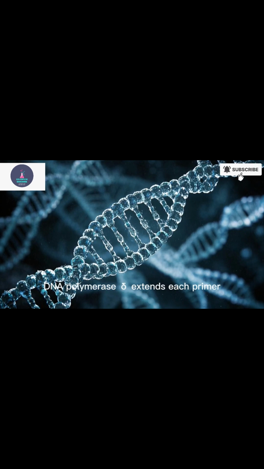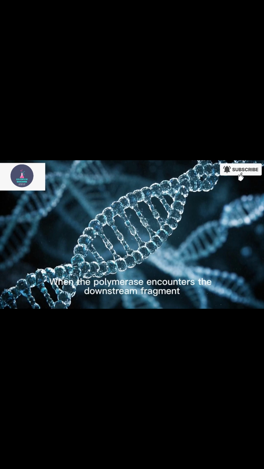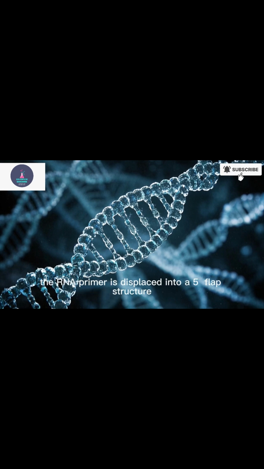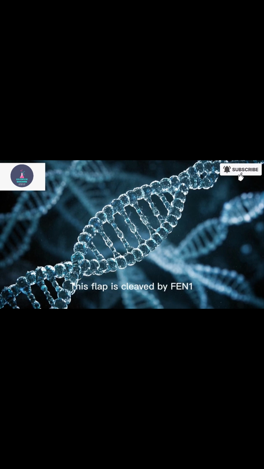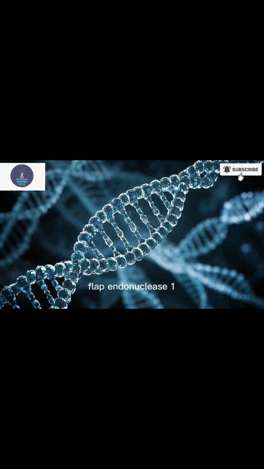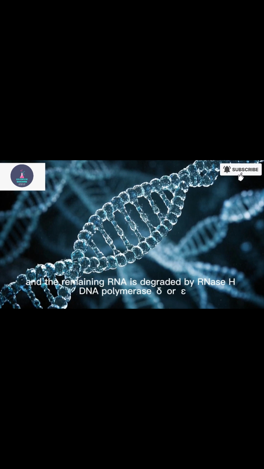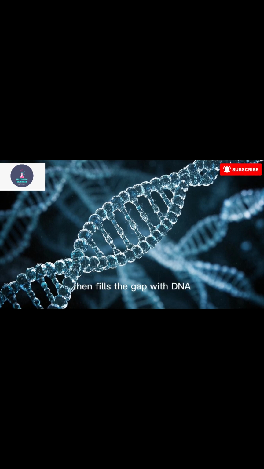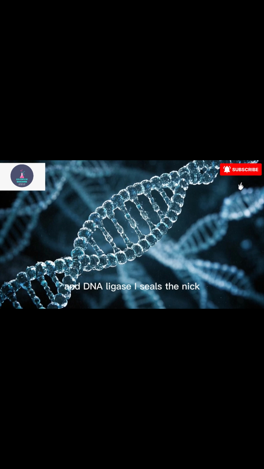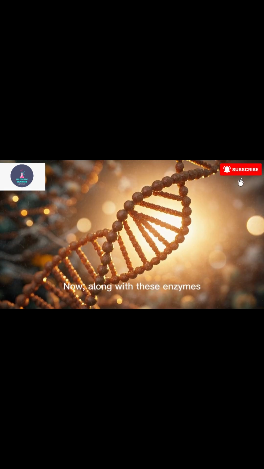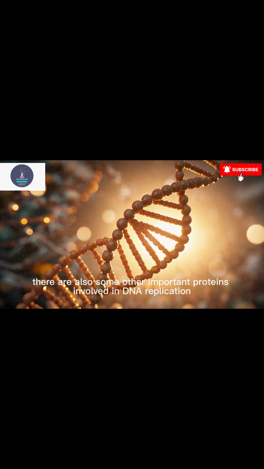DNA polymerase δ extends each primer, forming Okazaki fragments. When the polymerase encounters the downstream fragment, the RNA primer is displaced into a 5' flap structure. This flap is cleaved by Fen1, flap endonuclease 1, and the remaining RNA is degraded by RNase H. DNA polymerase δ or ε then fills the gap with DNA, and DNA ligase I seals the nick, completing the strand. Now, along with these enzymes, there are also some other important proteins involved in DNA replication.